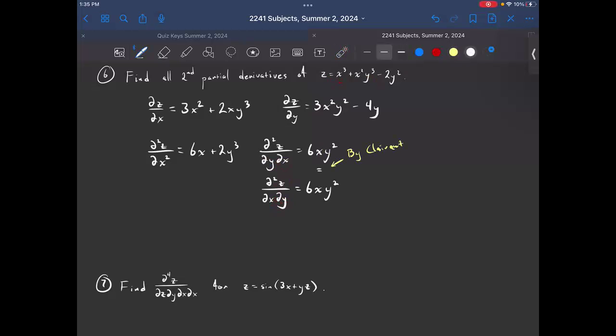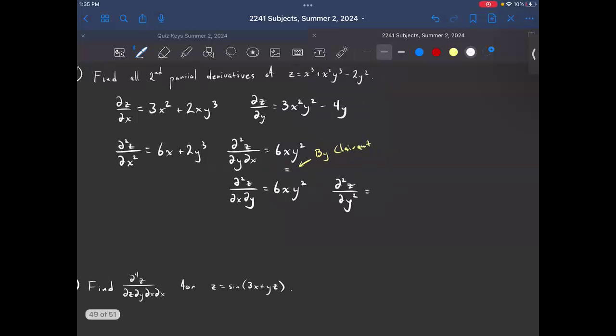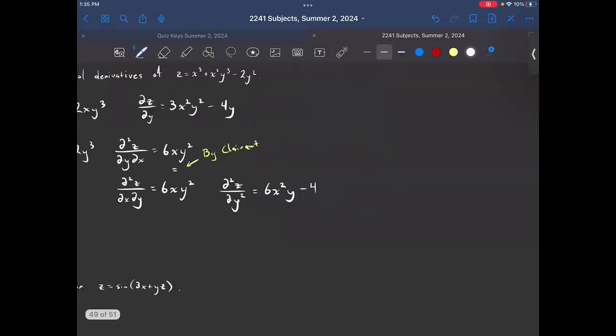All right, last thing that we need is our second partial with respect to y. And this is going to give us 6x squared y minus 4. And that's it. There's a little bit of interesting structure that we can write out here for second partial derivatives.